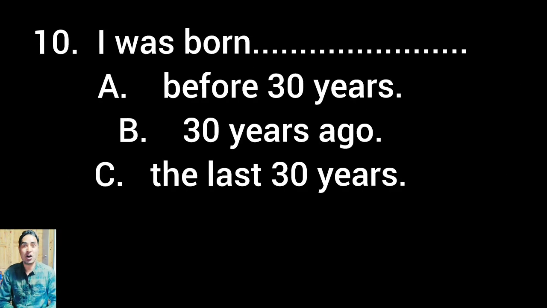The last question of the beginner level. I was born blank. A. Before 30 years. B. 30 years ago. And C. The last 30 years. B is the correct answer. But why? When we talk about a certain amount of time in the past, and we want to refer to the beginning point of it, we use ago.